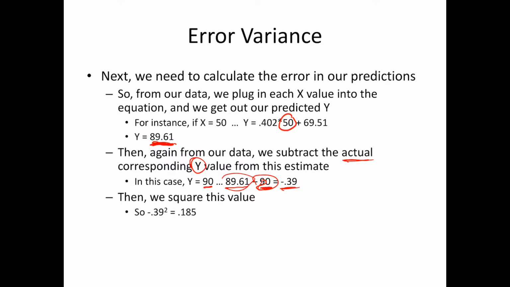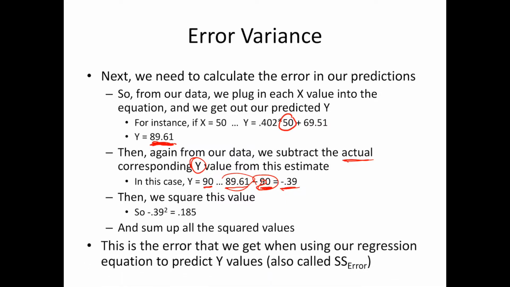0.185. And in the end, we do that for every single person. We sum up all of those squared values. This is also the error that we get when using our regression equation to predict y values, our sum of squares error. And the sum of squares error we're going to find is actually a very common term in statistics. But we've already seen what this looks like.